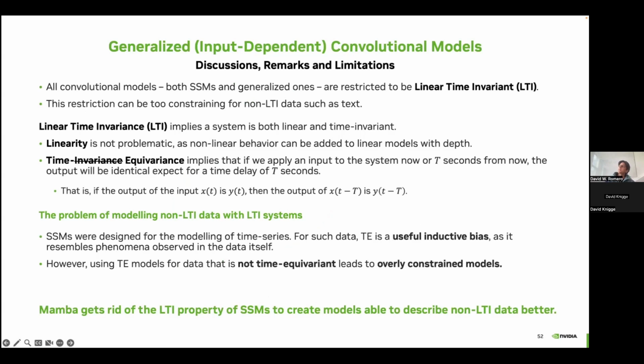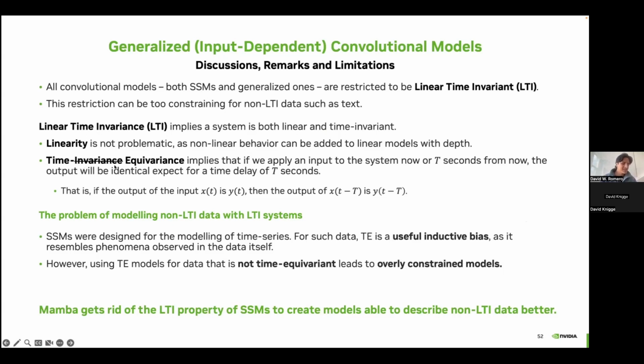Right. So let's discuss the properties of this kind of broad convolutional models before we go into the next topic. There is an important thing here that we need to understand well before we go to Mambas, and that is that SSMs and generalized convolutional models are linear time invariant. So what is a linear time invariant system? A linear time invariant system is a system that is linear and also time invariant.